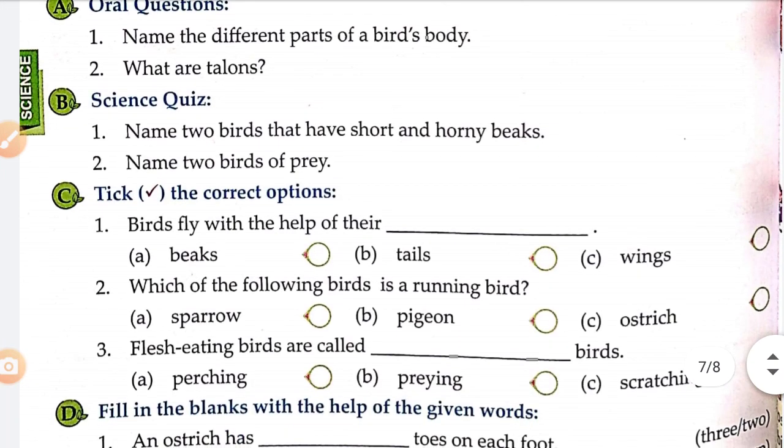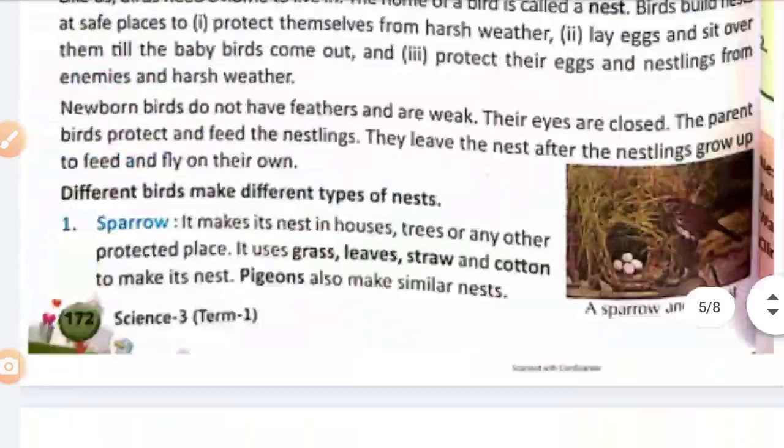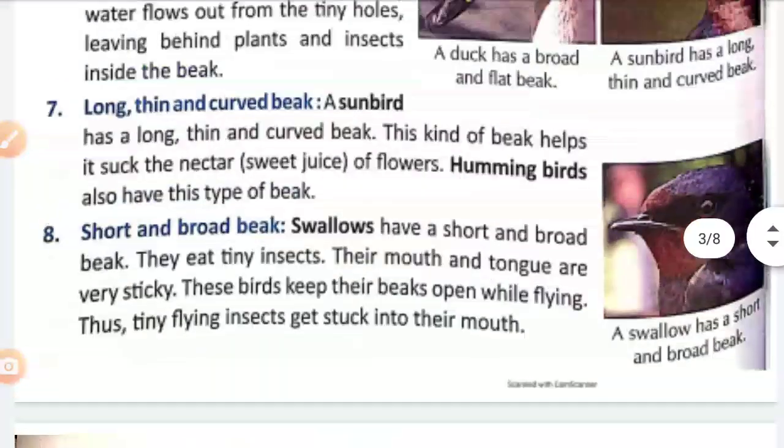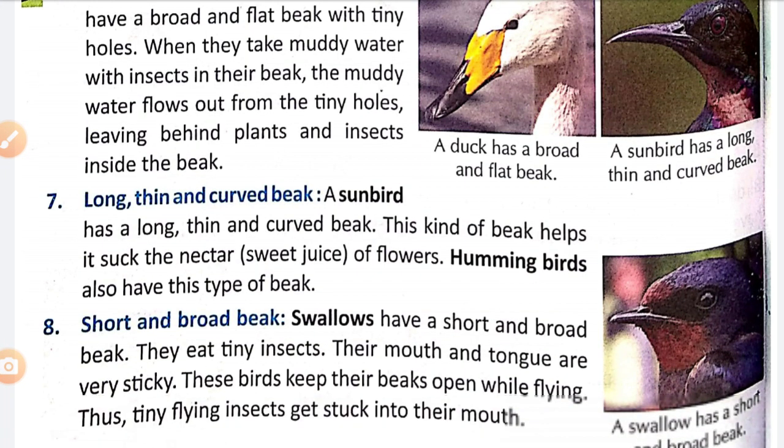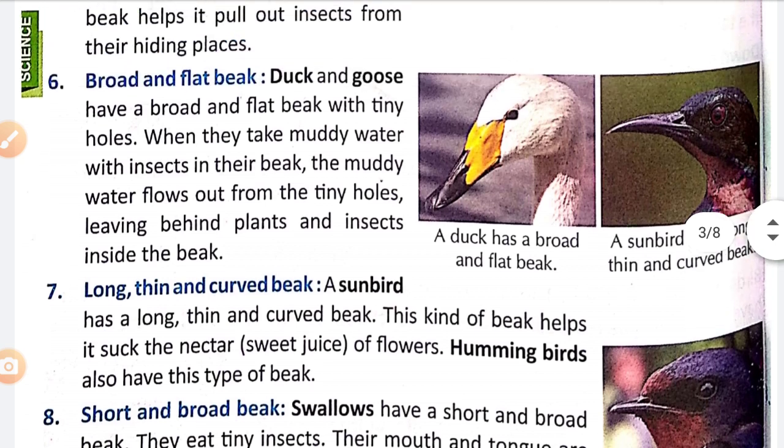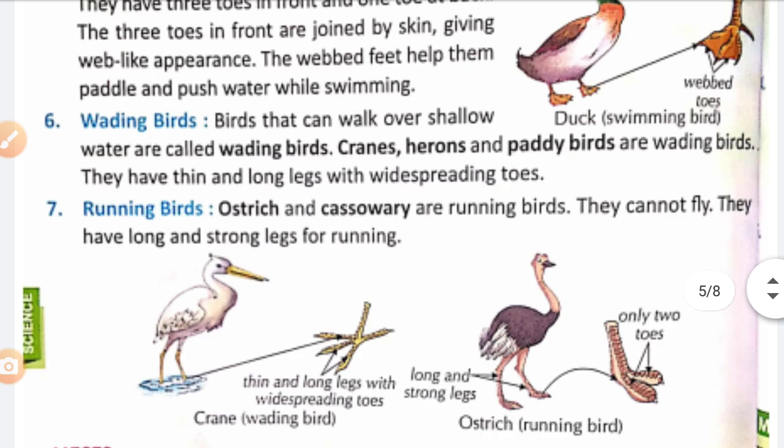Science quiz. Name two birds that have short and horny beaks. Short and horny beaks, students, they use for sucking the nectar.